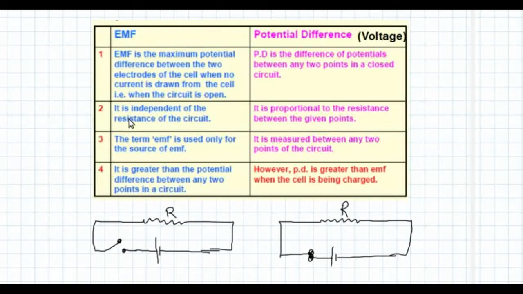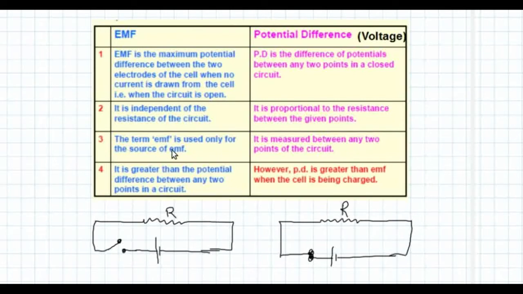Then the second point is, EMF is independent of the resistance of the circuit because there is no current flow. What you are finding is the potential difference across these two ends, and voltage is proportional to the resistance between the given points, because the higher the resistance, the higher the potential drop.